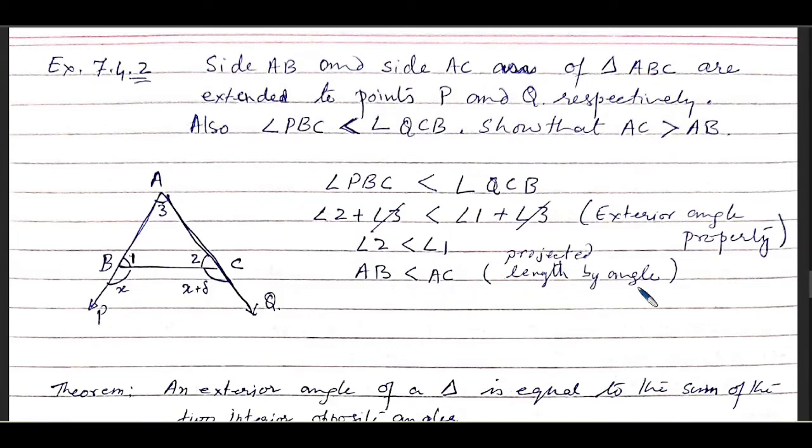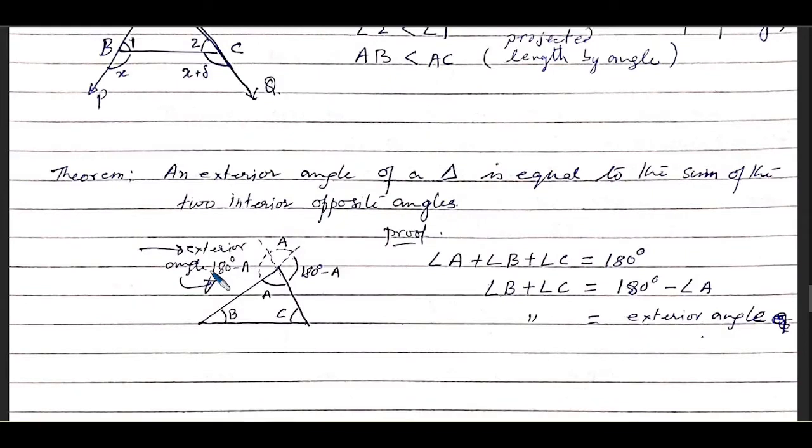This is the projected length by the angle. So if this angle is small, the projected length will be small, and if this angle is large, the projected length will be larger. And this theorem is the same thing what I have said here. If you have forgotten, an exterior angle of a triangle is equal to the sum of two interior opposite angles, which I have used here.